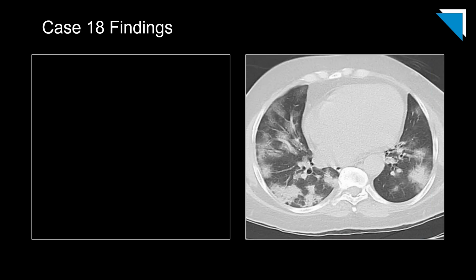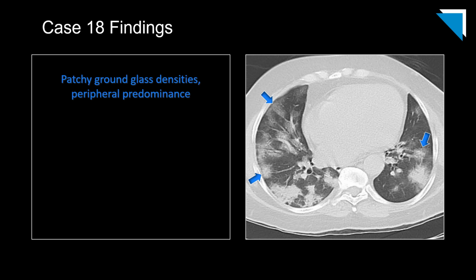We have the characteristic bilateral peripheral ground glass densities, some of which demonstrate a more rounded morphology. The typical crazy paving is associated with many of these areas. And this patient also has areas of confluent consolidation or organizing pneumonia, which is consistent with more advanced disease.